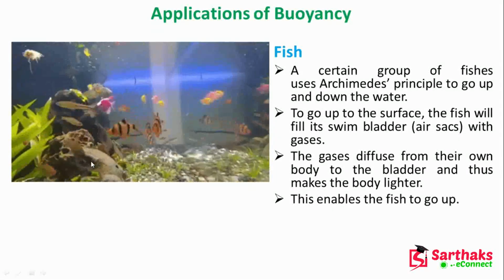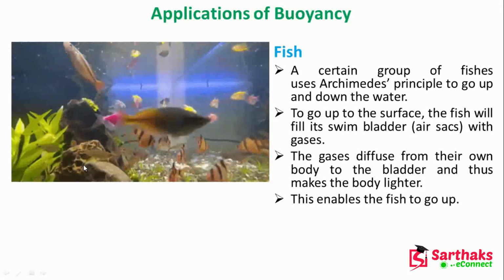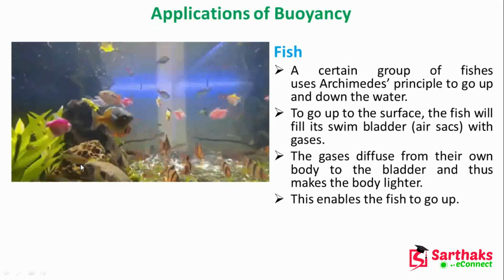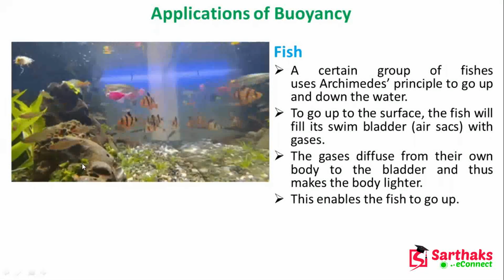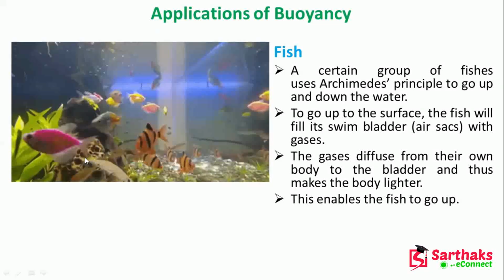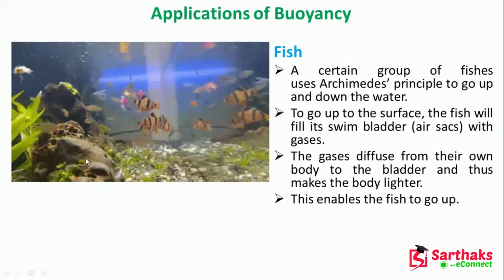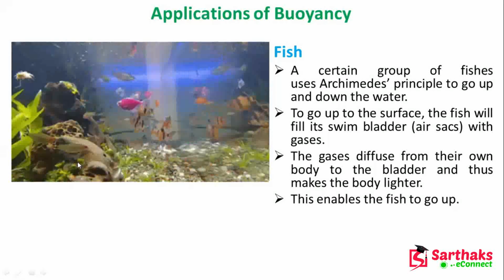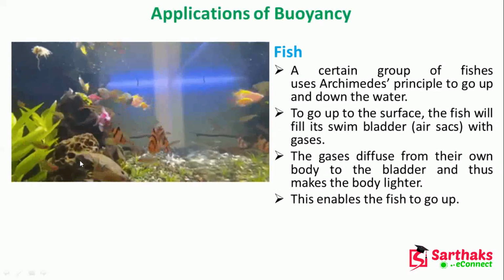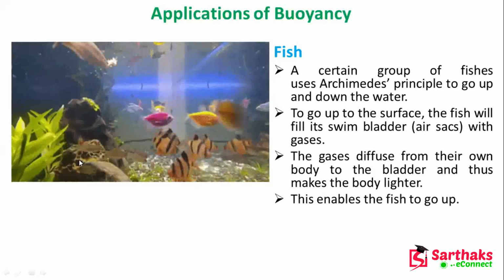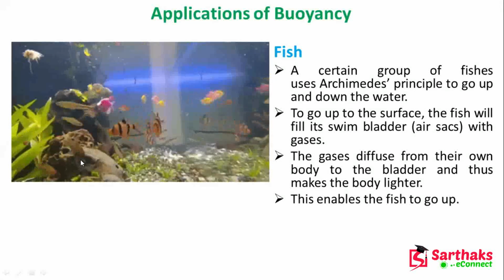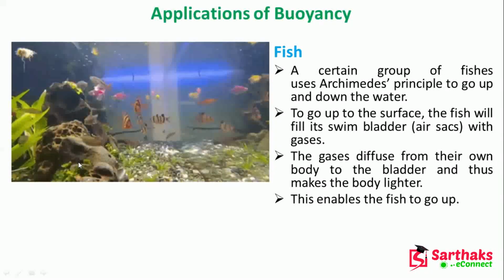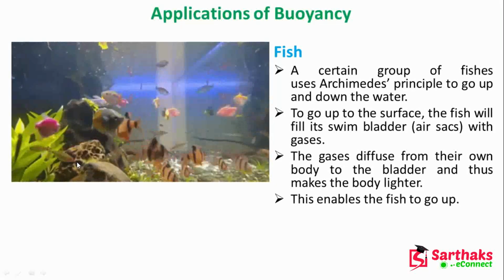Now the fish, they are very intelligent. A certain group of fishes uses the Archimedes principle to go up and down. To go up to the surface, the fish will fill its swim bladder, air sacs, with gases. The gases diffuse from their body into the bladder and thus make the body lighter, so it will go upward. So it can also float on the water surface.